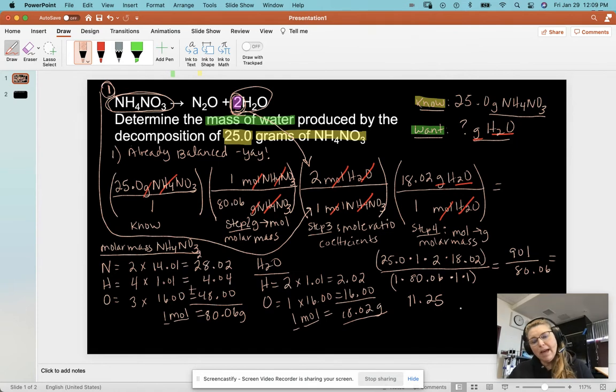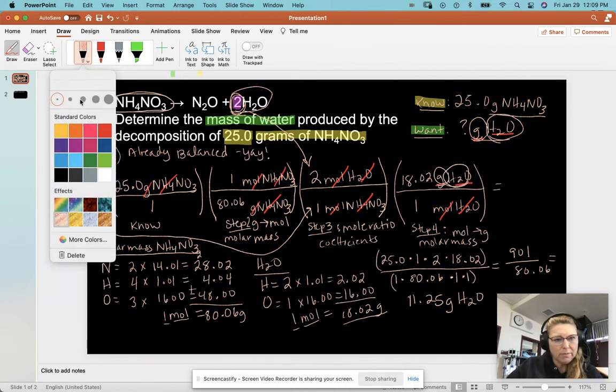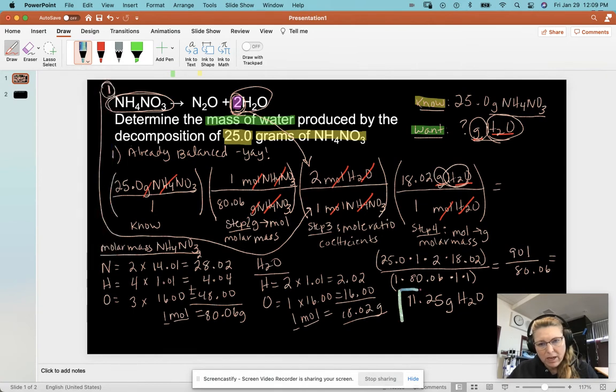But remember that it's not correct without a unit, which in this case is grams, and a substance, which in this case is H2O. They're also located right here. Those are the ones that are not canceled out up here. So this right here, my friends, is our answer. Yay, final answer. All right, so that is example 1.